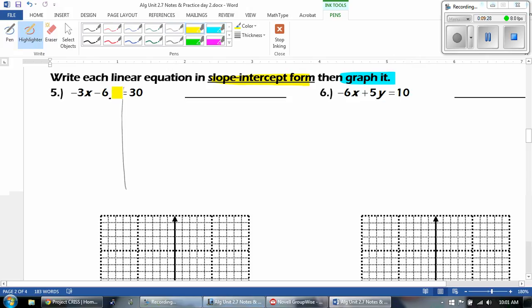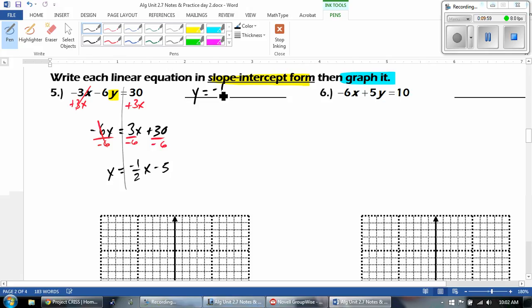Okay, so there's my y. First thing we have to do is inverse, add the 3x to the other side, inverse operations. So we have a negative 6y equals 3x plus 30. To get the y by itself, I need to divide by negative 6. And just remember to always reduce your fractions, okay? So that's a negative 1/2 x minus 5. So y equals -1/2 x minus 5.